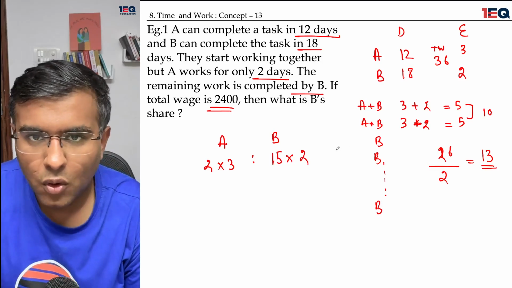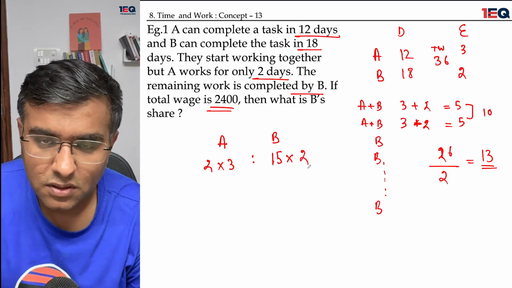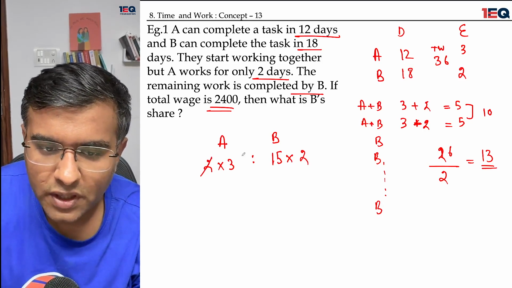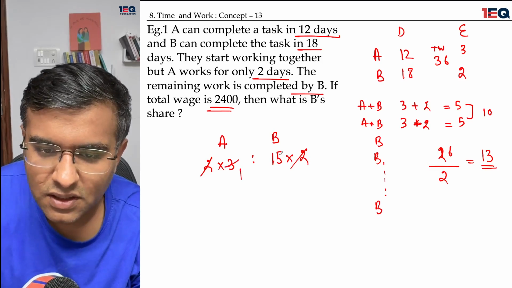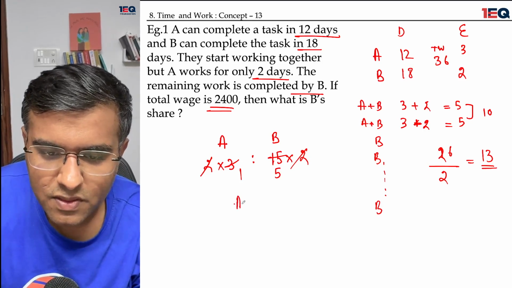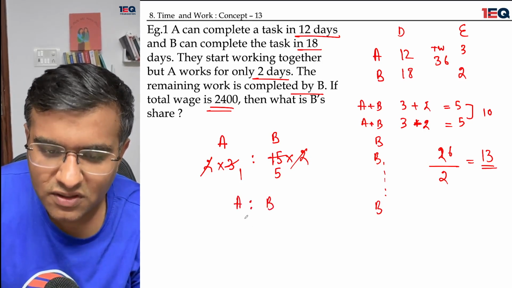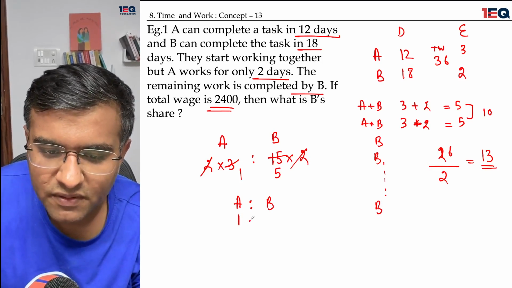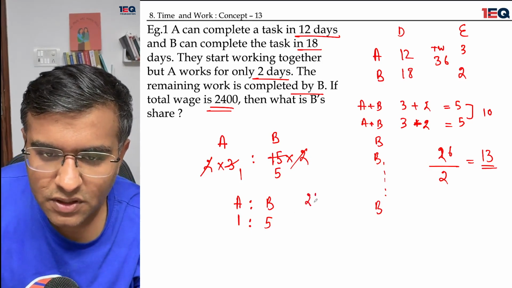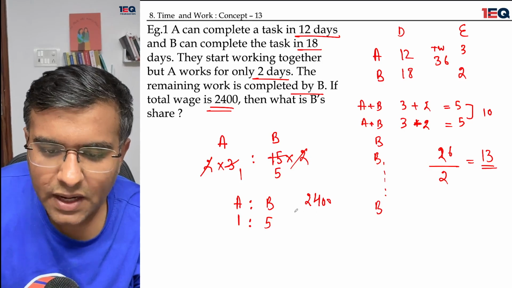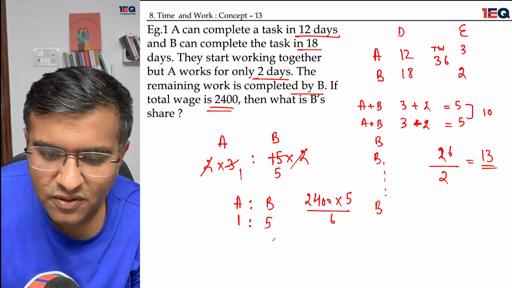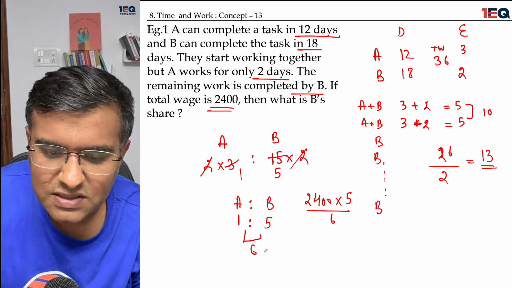How much they worked, with what efficiency they worked, and for how long they worked. 2 and 2 get cancelled. 3 ones are 3, and 3 fives are 15. So the way in which the money would be distributed would be 1 is to 5. The wage was 2,400, and B gets 5 shares of it out of a total number of 6 shares.